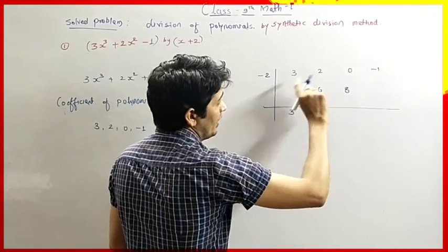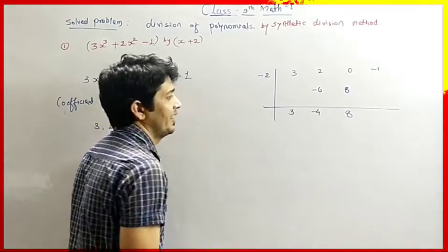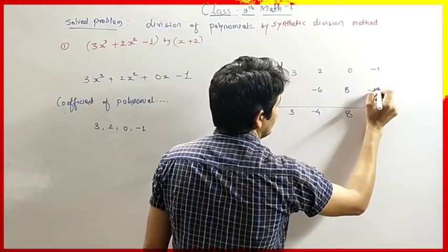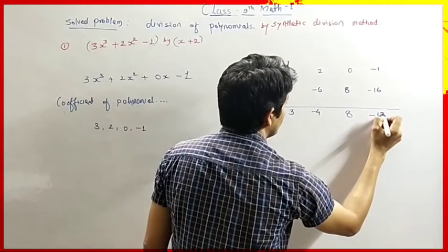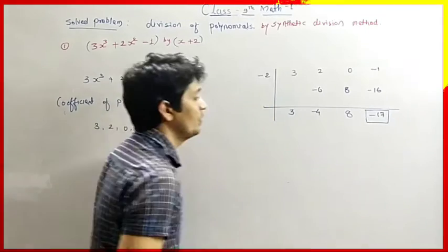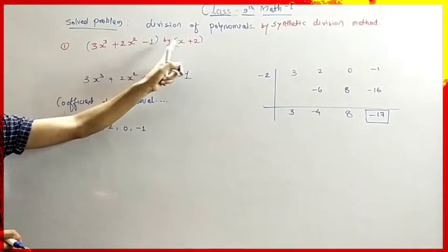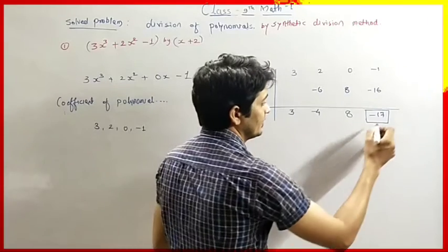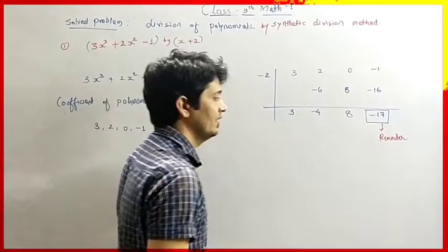Now we add this 0 and 8, so it will become 8. Now minus 2 into 8 is minus 16. So minus 16 and minus 1 is minus 17. So minus 17 will be the remainder when we divide the polynomial 3x cube plus 2x square minus 1 by x plus 2. This minus 17 is the remainder.